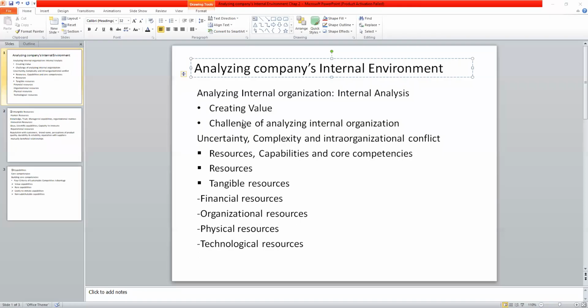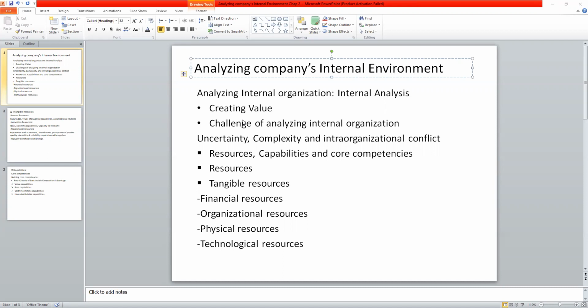Internal environment. In the previous sessions, we had discussed the external environment. What all does the environment comprise of? The internal environment and the external environment. Now, this chapter is focused on the internal environment of the businesses, what all goes into this internal environment.